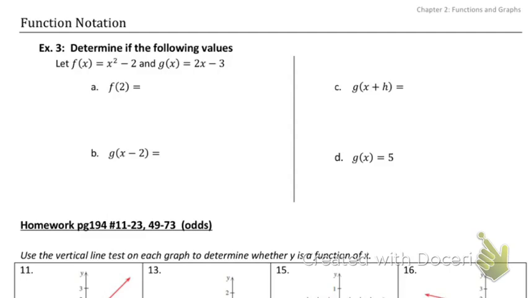But what I want you to realize with that f of 2, that 2 is replacing your input. Your input is now 2. Since my input is 2, I'm going to change all of those x values to 2's. So rather than going x squared minus 2, I'm going to do 2 squared minus 2, which is 4 minus 2, which equals those.